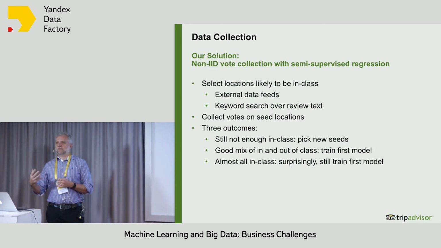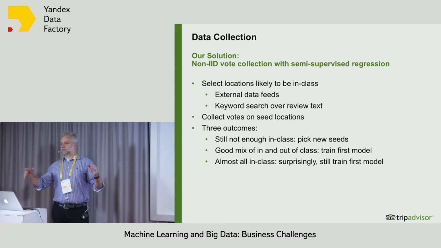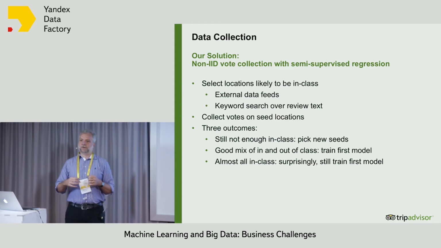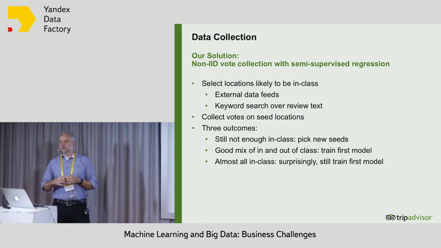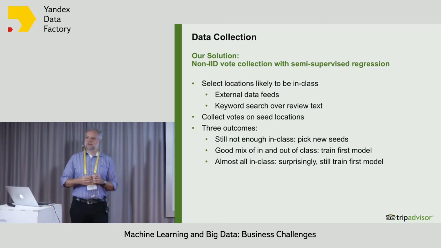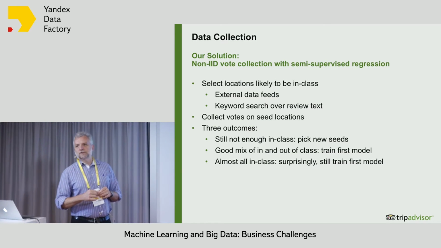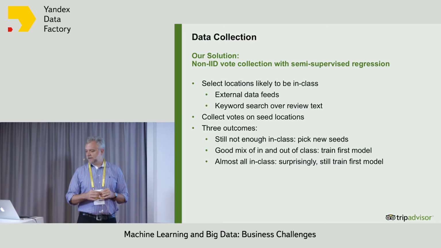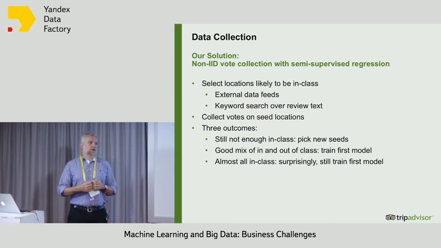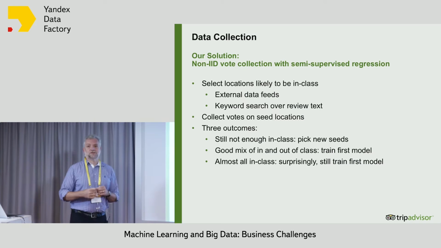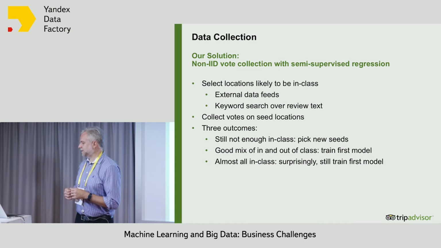We'll collect votes for a week or so. There'll be 3 outcomes. One is there's still not enough in-class votes. We don't find enough vegan restaurants, in which case we need to pick new seed locations. Two is there's a good mix of up votes and down votes, so we'll be able to make our first training model and move forward with the process. And three is almost all the locations that we get are also up votes, and surprisingly, we can still build our first training model with this algorithm. So let's talk about that.